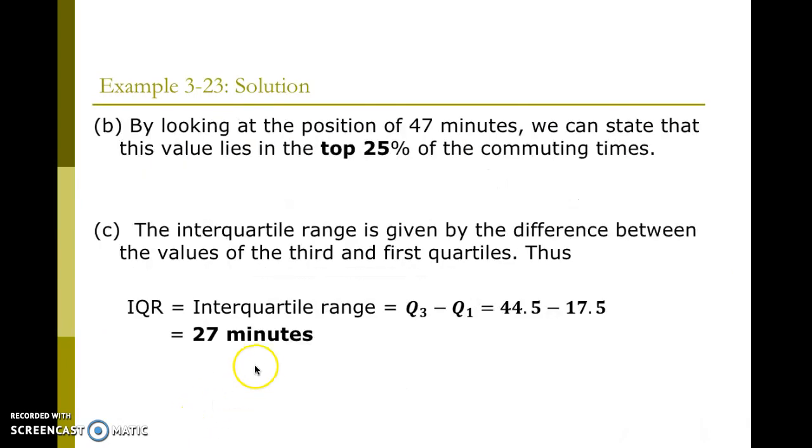And then the last question was about the interquartile range, so the difference between the values of the third and the first quartiles. So we subtract those 2 values. So now we know that there is a range of about 27 minutes. So half of the students are within 27 minutes of each other on their commute times. That's what that means.